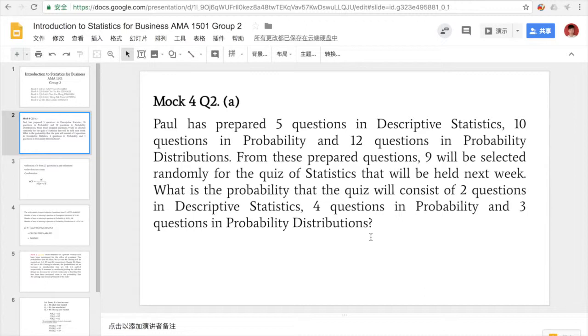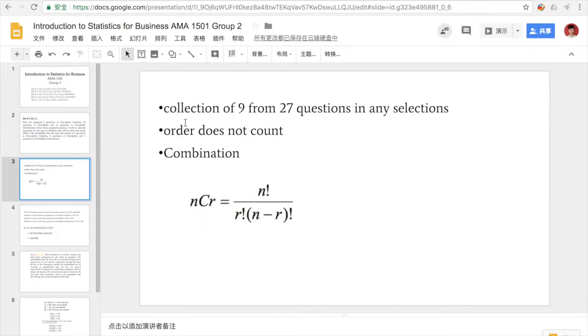From the question, we can get some information. The question needs us to find the probability of selecting some specific questions. The question needs us to select 9 questions from a total of 27 questions in any selection, and the order does not count. So this question belongs to a type of combination.